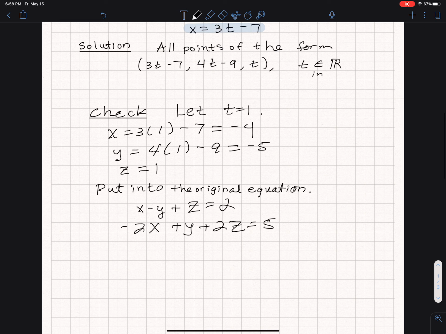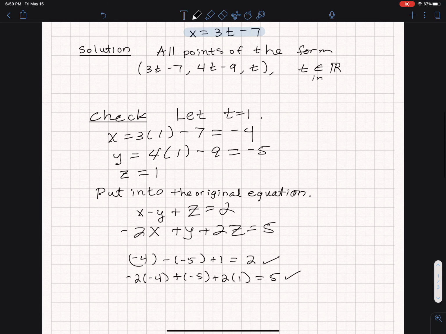Okay, now suppose I put those numbers in there. I'm going to have negative 4 minus negative 5 plus 1. The question, does this equal 2? And, oh my gosh, it better, but I see that it does. Oh my, that relieves a little bit. Negative 2 times negative 4 plus negative 5 plus 2 times 1. Does that equal 5? Yes. So it checks out.